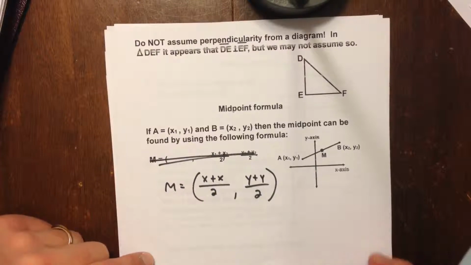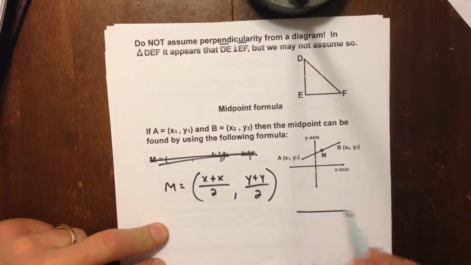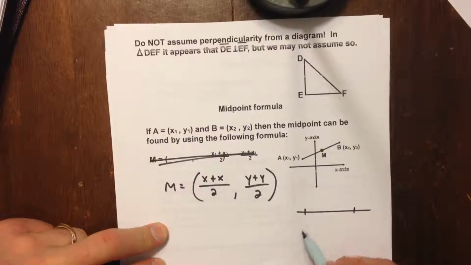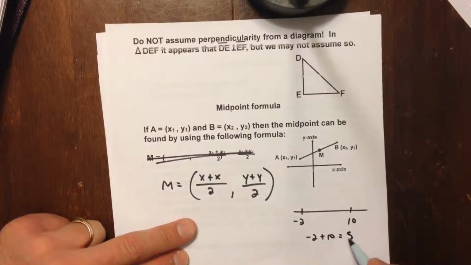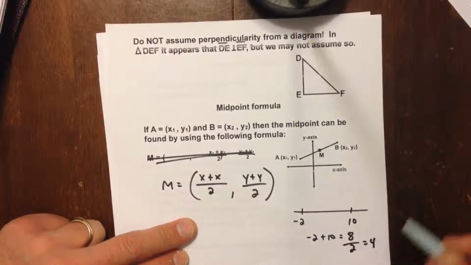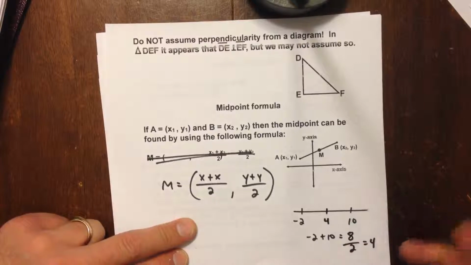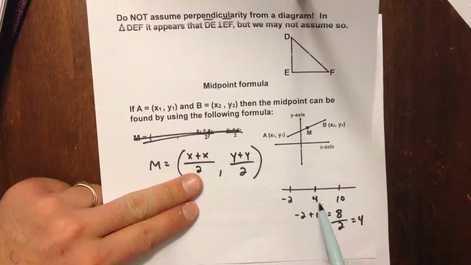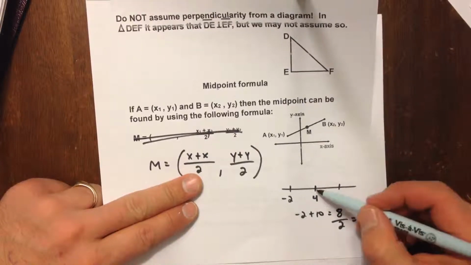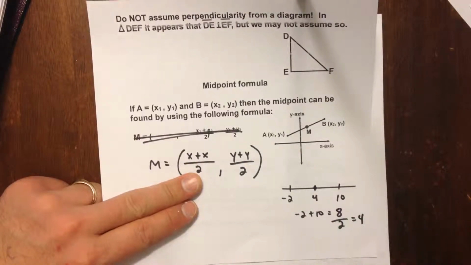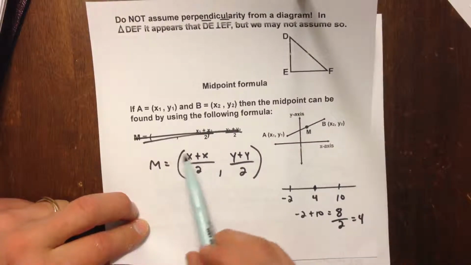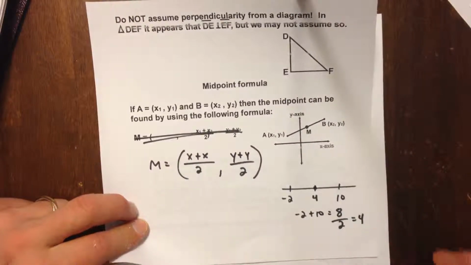Think about a number line. If you're asking what's the midpoint between -2 and 10, well, if I do -2 plus 10, I get 8. Divide that by 2, I get 4. So 4 is right in the middle between those two. 4 is 6 away from 10, and it's also 6 away from -2. So to find the middle of any 2 numbers, I add them together and divide by 2, basically finding the average. So you just do that twice to find the middle of the x's and the middle of the y's.